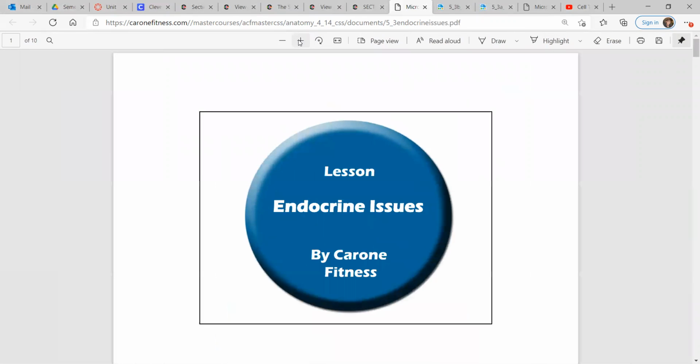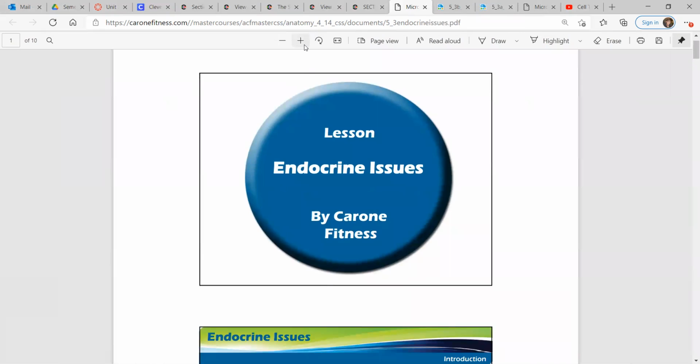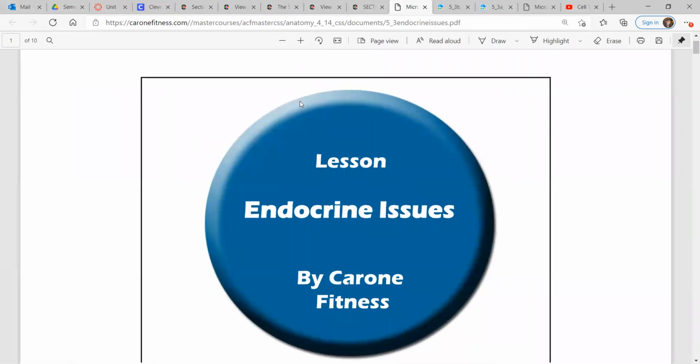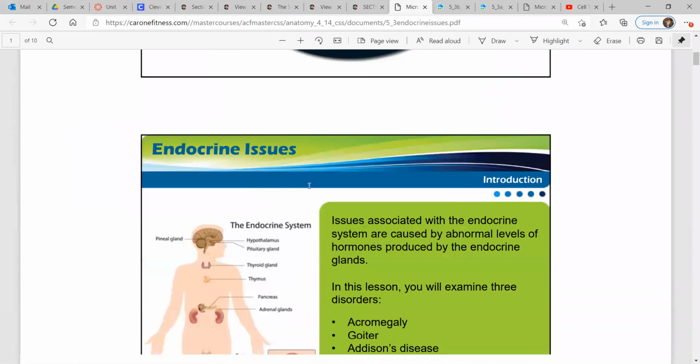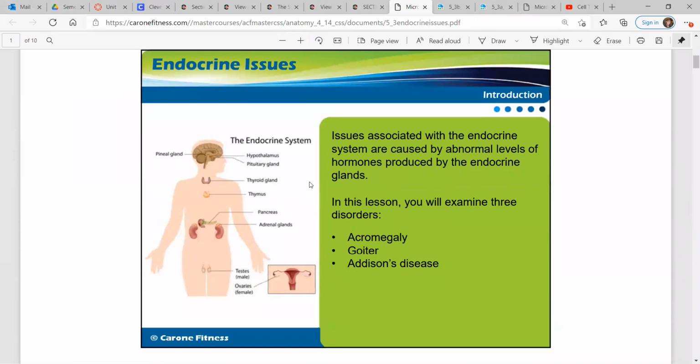So what can go wrong? What can not work in the endocrine system? Well, issues associated with the endocrine system are caused by abnormal levels of hormones produced by the endocrine glands. So we're going to look at three disorders: acromegaly, goiter, and Addison's disease.